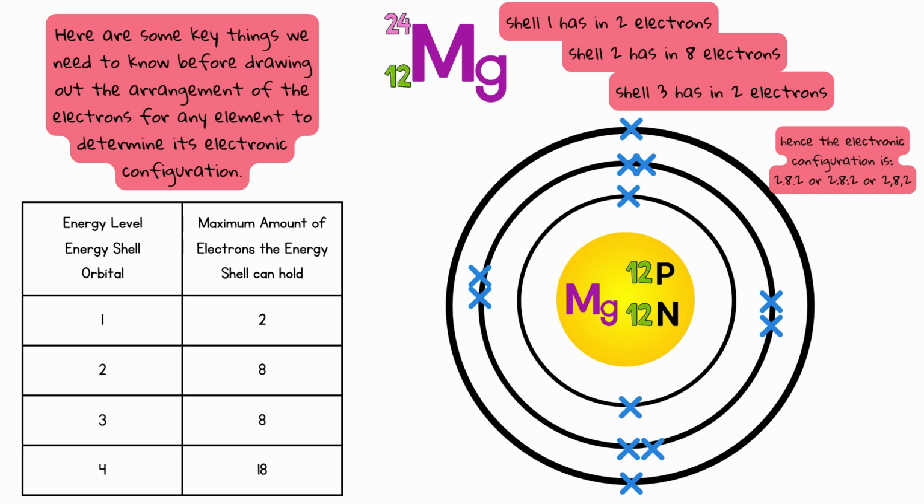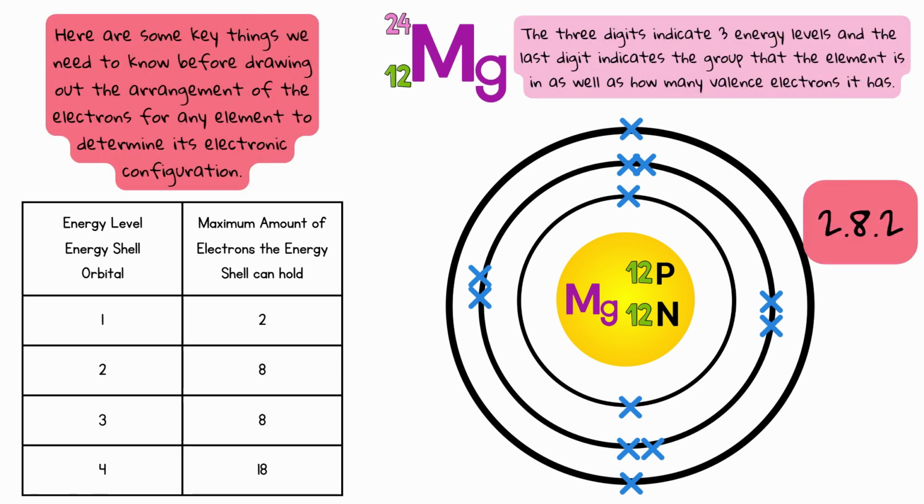Hence, the electronic configuration for magnesium is 2.8.2 or 2:8:2 or 2,8,2. You can write it in any of these formations.